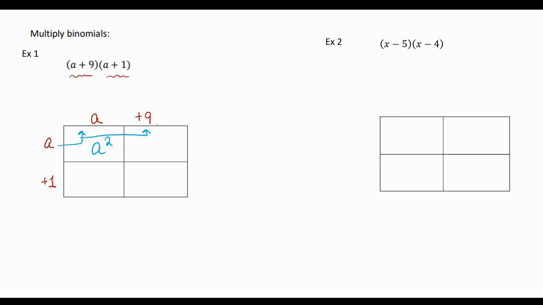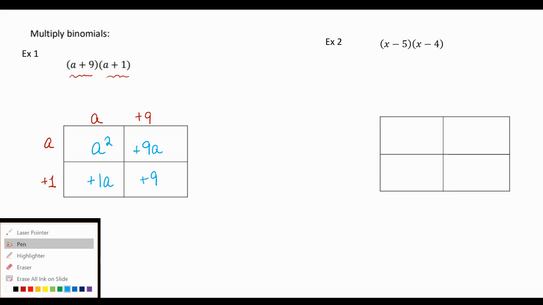A times 9 is positive 9a. So I'm going across with those arrows. Now I'm going to go this way. 1 times a is positive 1a. And I'm going to go across. 1 times that 9 is positive 9.